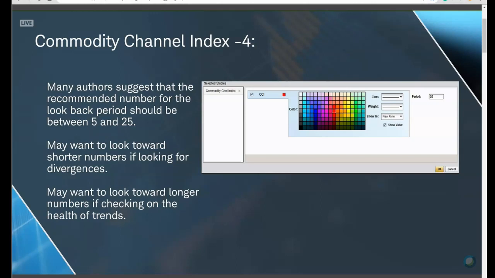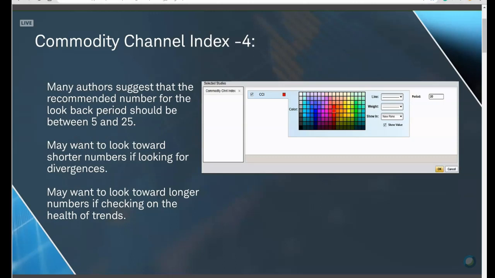Most authors, though, just suggest, depending on what you want to use it for, set it between 5 and 25. Many people use 20 as a default because there are generally around 20 or 21 trading days in a month. So some people like to have a month's worth of data.